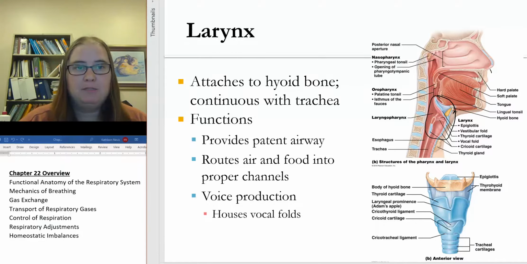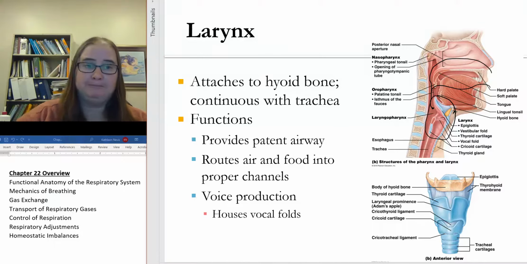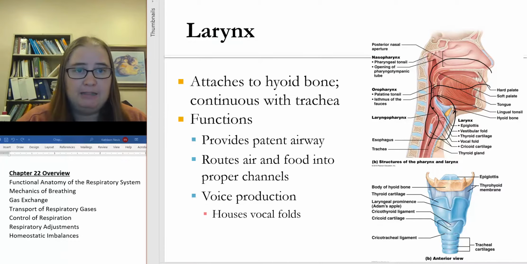So air comes down our nasopharynx, past our oropharynx, and air can also come through the oral cavity. It's going to come down through the laryngeal pharynx, excuse me, through the larynx, and then down into the trachea. So our larynx does a few things. One, it provides a patent airway. Anytime you see patent, this just means open. It's also responsible for routing air and food into their proper channels.